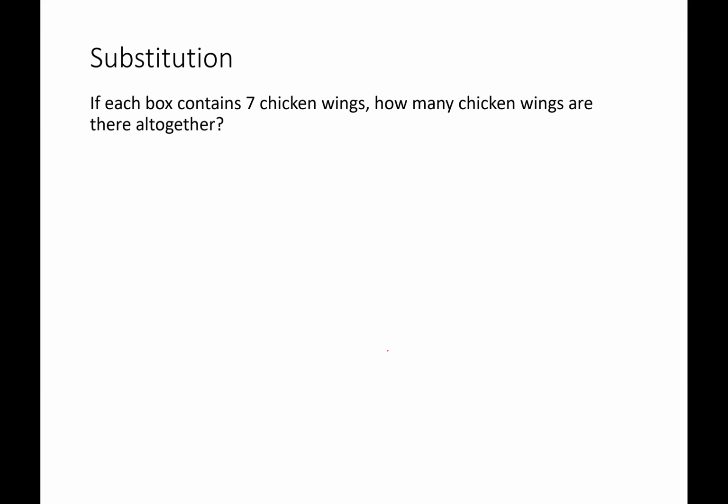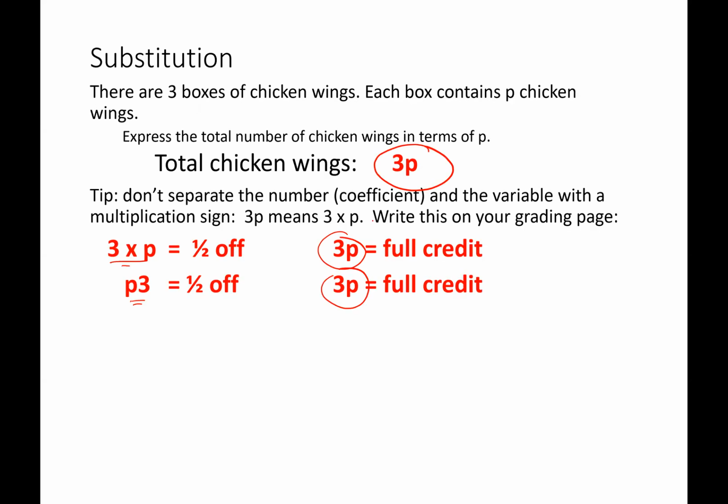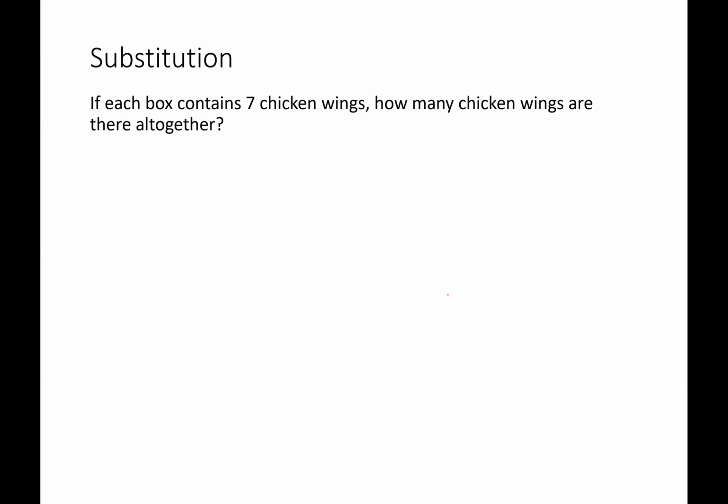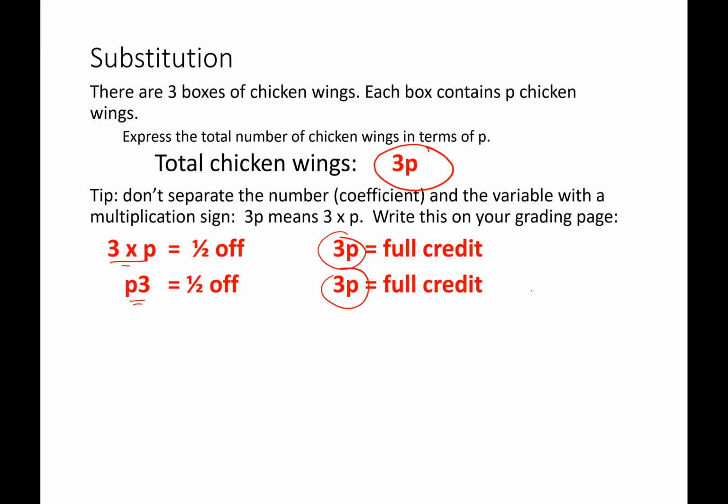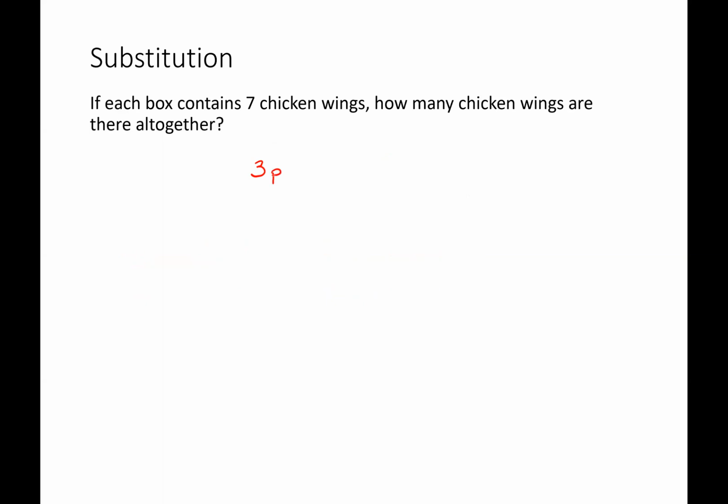All right, so let's go back. There are 3 boxes of chicken wings, right? 3 boxes of chicken wings, and ignore the 7 for a second. How many chicken wings were in each box? Cameron? 7. Well, ignore the 7 for a second. Go back here. What was our expression? I know this is confusing because of the page break. I wish these slides were on the same page, but they're not. Yeah, it was P. P was the number of chicken wings in each box, and we had 3 boxes of them, right? Okay, now our problem is saying each box contains 7 chicken wings.